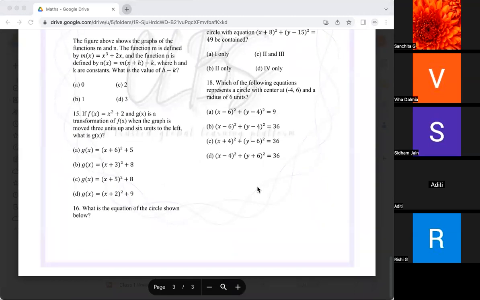Transformation basically begins with a parent equation. Like I have a parent graph. A very simple example is y is equal to x squared. What is it called? Something called parabola? Yes.